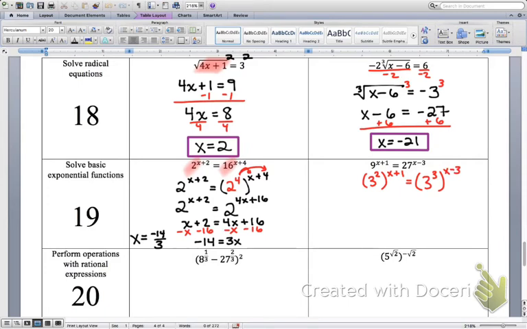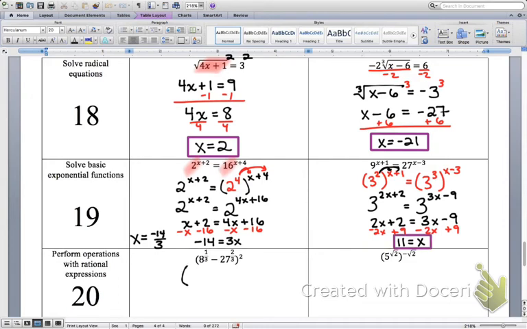So it still is 9 to the x plus 1 and 27 to the x minus 3, but we rewrote them so they have the same base. Just like we did in example 1, power to a power rule says multiply, but we do have to distribute. So 3 to the 2x plus 2, and then 3 to the 3x minus 9. Now that we have both of the same bases, drop them and solve the remaining equation. So when we subtract, we get 11 equals x, and that's our final answer.